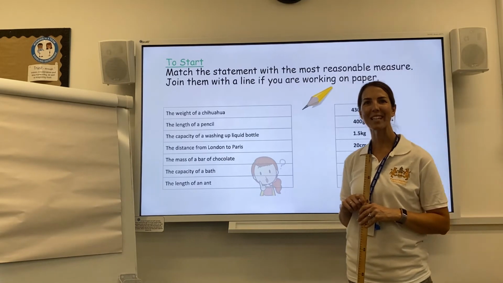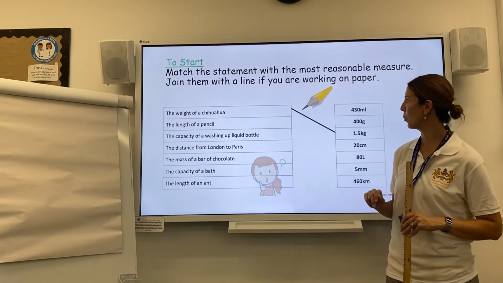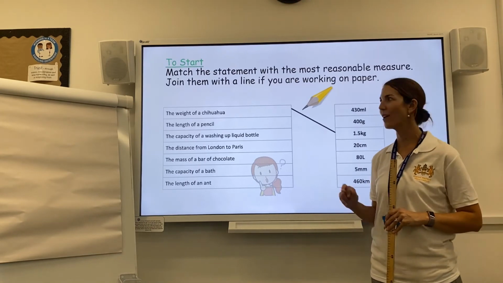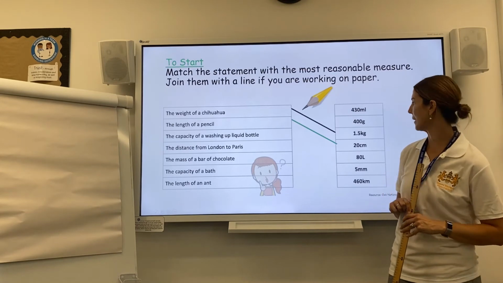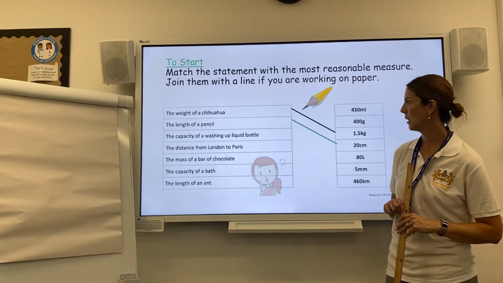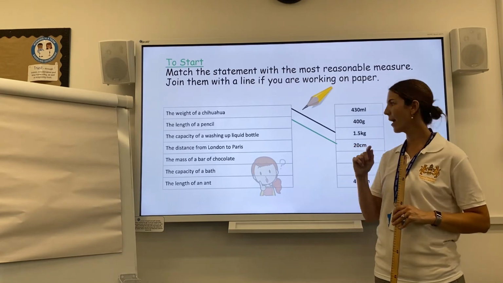Welcome back, everybody. Let's see how close you got to your correct answers. What would the weight be? 1.5 kilograms. Length of a pencil? You got it, 20 centimeters. What about the capacity of a washing up liquid bottle? How much would go in there?